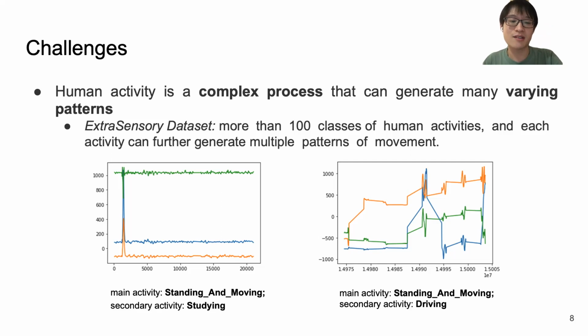So now we can see that although these two segments show the subject doing the same activity, standing and moving, their patterns are very different because the secondary or concurrent activity is different. So the existing SOTA cannot solve these complex problems, especially in human activity data.